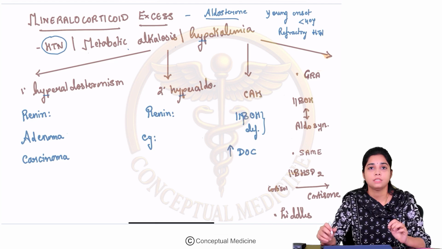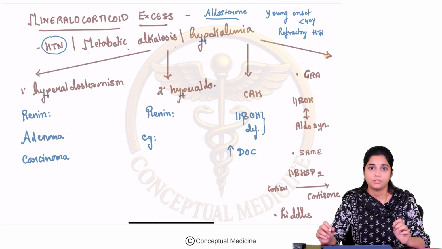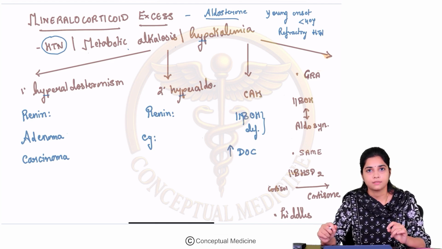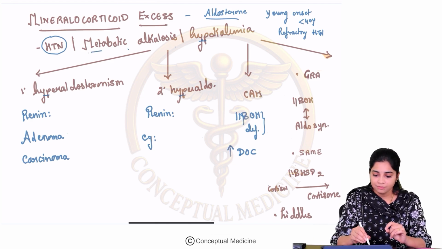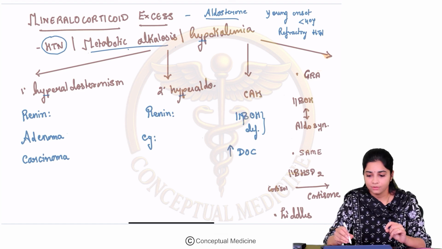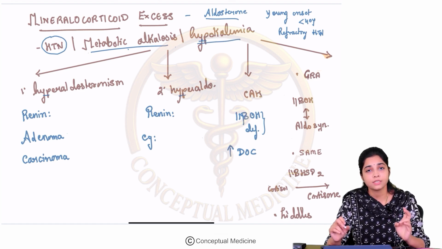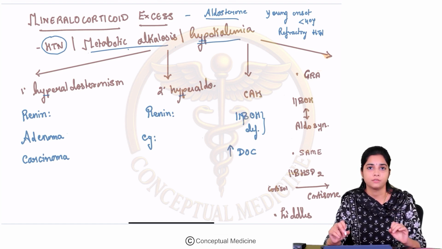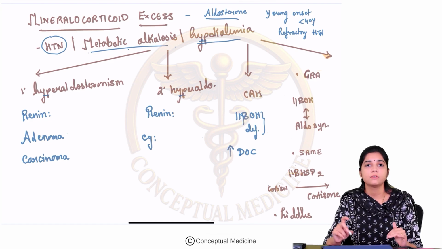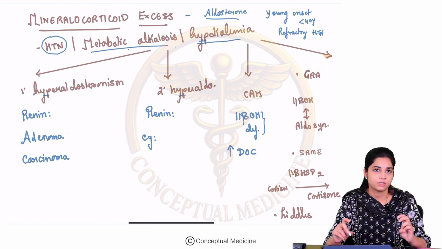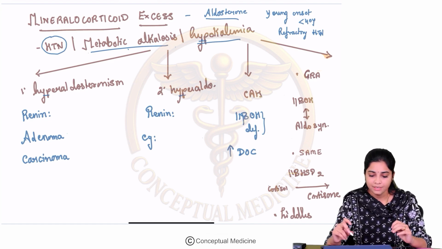So in a patient with young onset hypertension or refractory hypertension, you have to think of mineralocorticoid excess. Apart from that, they also have metabolic alkalosis and they present with hypokalemia. So metabolic alkalosis, hypokalemia with hypertension. This is a stark clinical differentiating point of mineralocorticoid excess from Bartter's versus Gitelman syndrome. Okay. Now let us understand what the causes are.